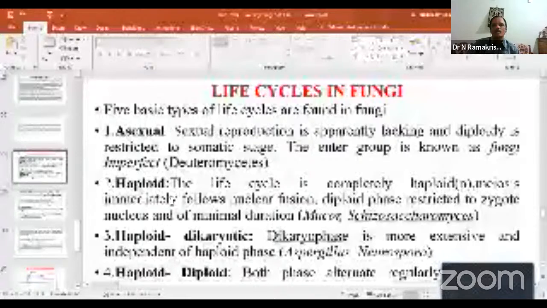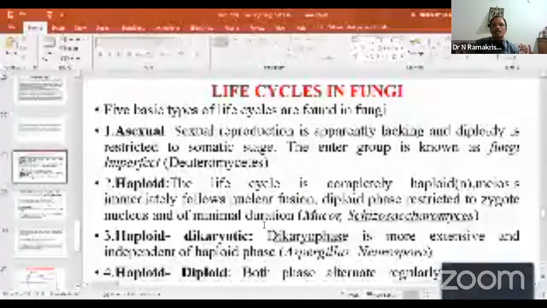Second one is the diploid life cycle. The life cycle is completely diploid. Meiosis immediately follows fusion; the haploid phase is restricted to the zygote and is of minimal duration. So we call that diploid. The life cycle is completely diploid, and only at meiosis do we see the haploid phase. At the time of reproduction it is in the diploid stage, because that is a diploid life cycle.